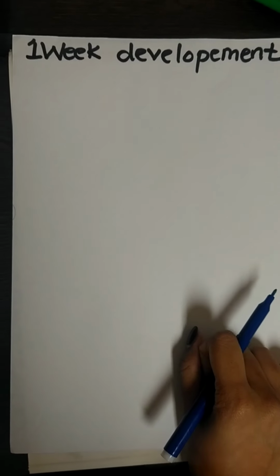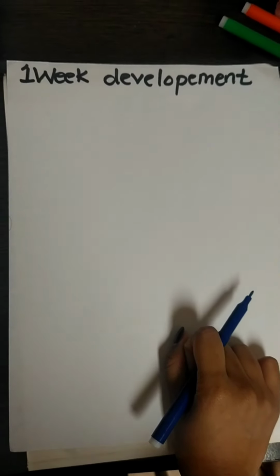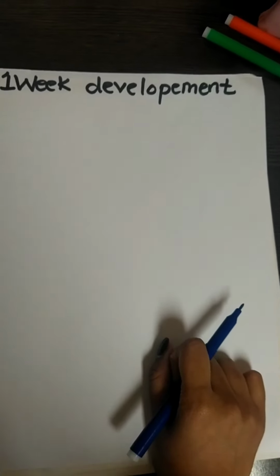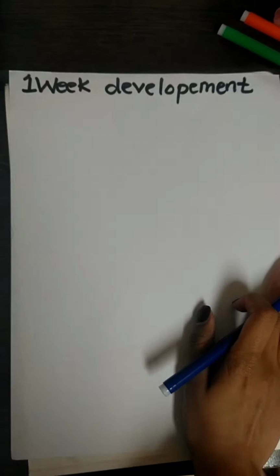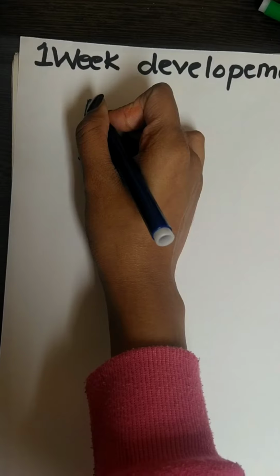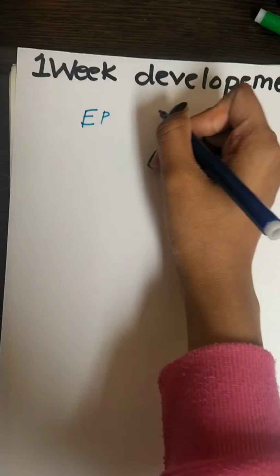Hi, so I'm going to talk about the first week of pregnancy and the complete development of a fetus beginning from your first week. That means the 7 days of your pregnancy. Your complete pregnancy is actually divided into the embryonic period and the fetal period.